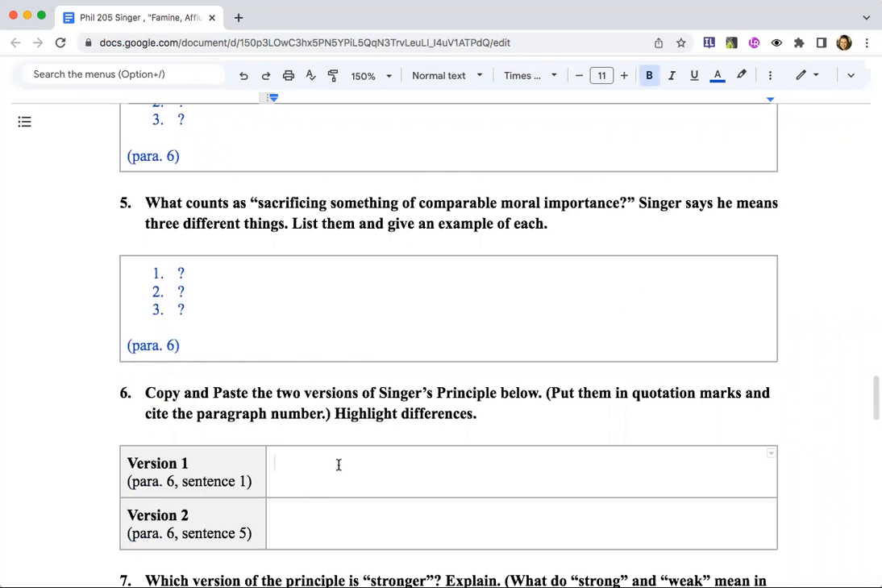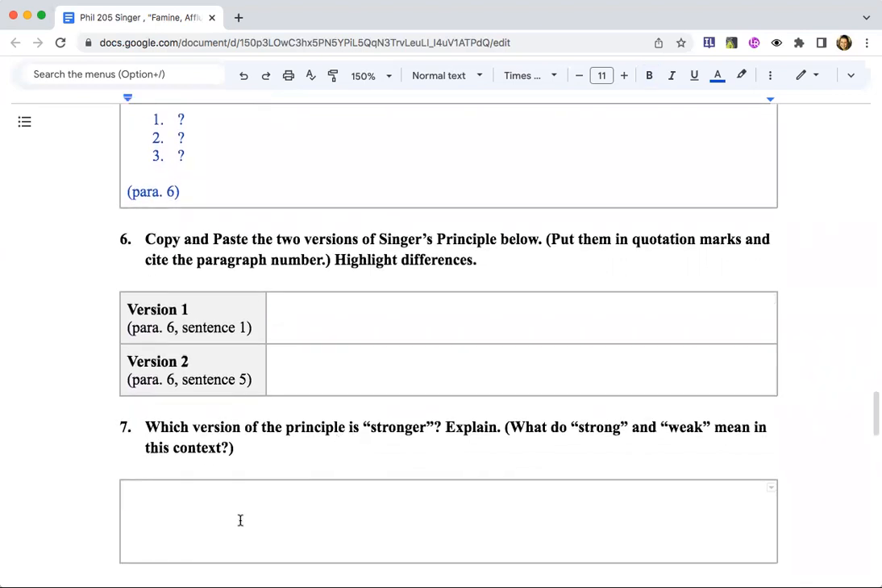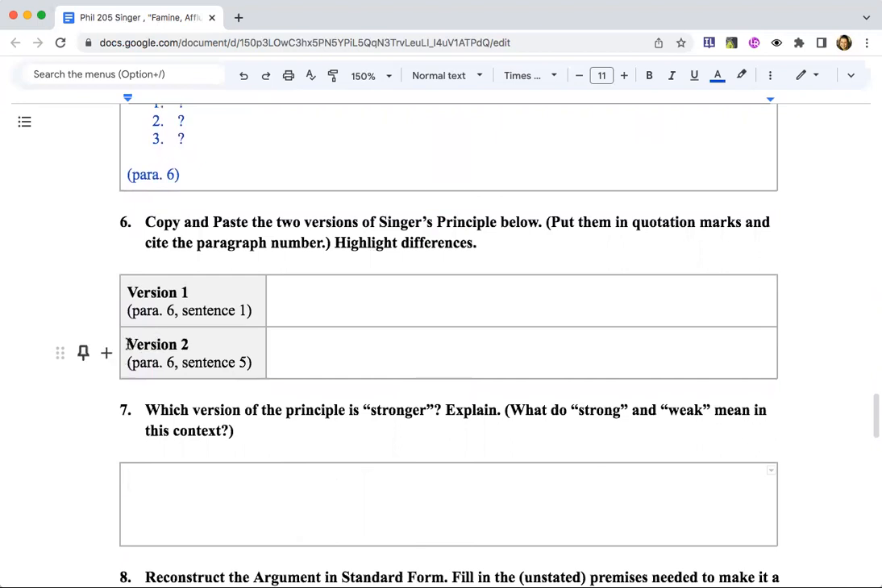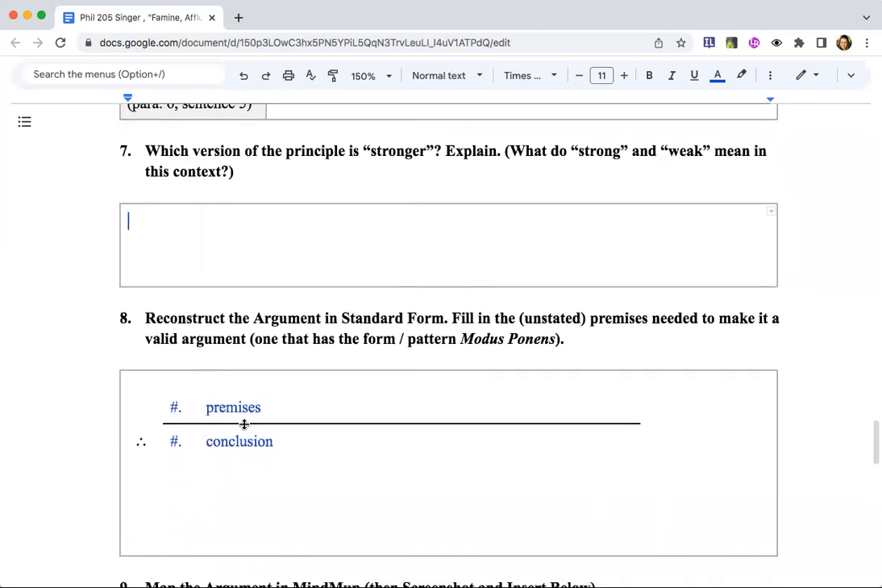Okay, copy and paste the two versions here and highlight the differences and tell me which one is stronger. We already talked about this. And from here on out, we're only going to refer to version 2, the weaker one that requires less of us. At this point, let's reconstruct the argument in standard form and then map it.